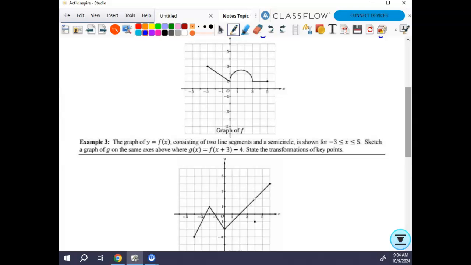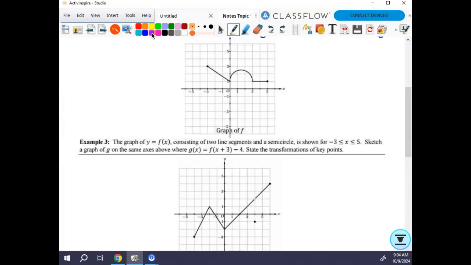We have this graph of f of x. It consists of 2 line segments and a semicircle, and it's shown for the domain being from -3 to 5. It says to sketch a graph, and state the transformation of key points. So yes, we could just count on the graph and do those things, but you're not always going to have a graph, so we're going to look at what we can do. Maybe we have a graph and we can just count and move things on there, or maybe we don't have a graph but we have ordered pairs, so we're going to do it all.